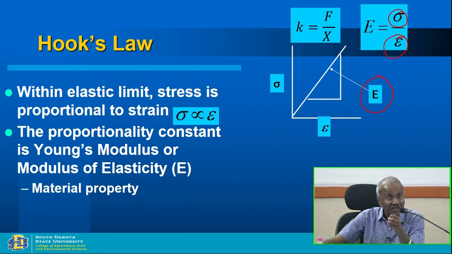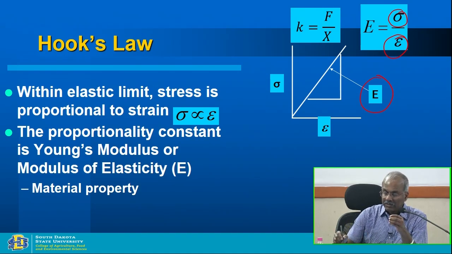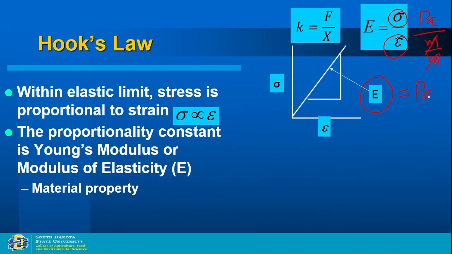It's a material property. Because it is stress over strain, the modulus of elasticity has the same unit as stress, right? Stress is Pascal and strain is meter over meter, which cancels, so you get Pascal, or kilopascal or megapascal, like that. Typically, Young's modulus values are in megapascal units, not kilopascal or Pascal.